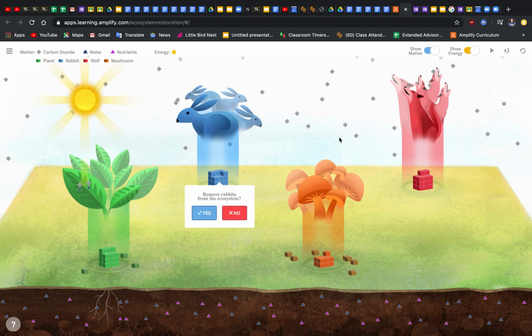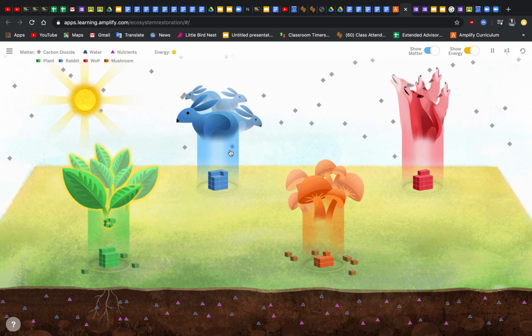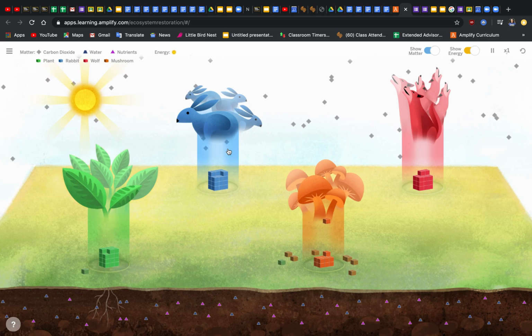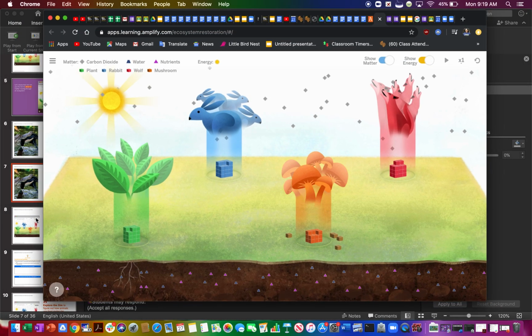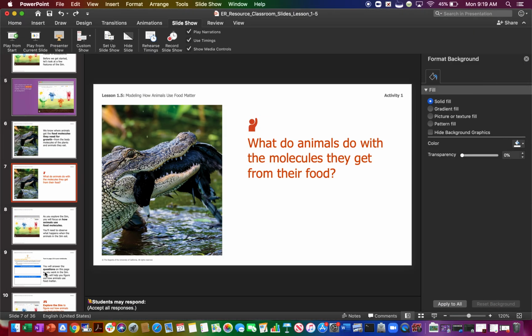So the cool thing about this simulation is you have the ability to say what is going to be in the ecosystem. So let's say we don't want the rabbit to be there. We just click on it and then we would click no. Okay. What I would suggest is that you keep all of the animals in the simulation just to make sure that you're able to get the bigger picture. And that's how we're going to answer our questions in the rest of our packet. So let's take a look at those questions.